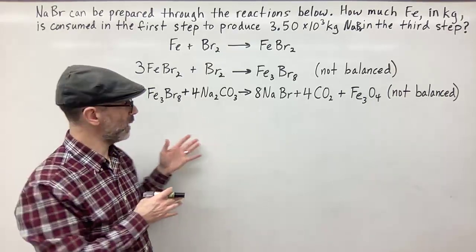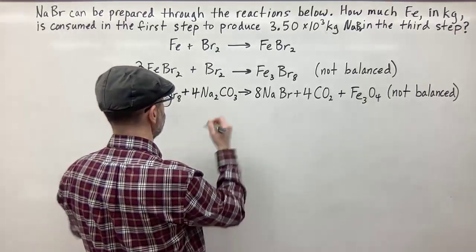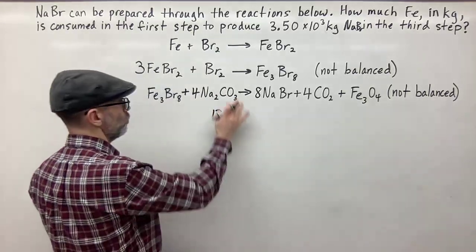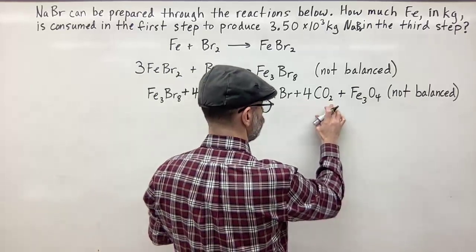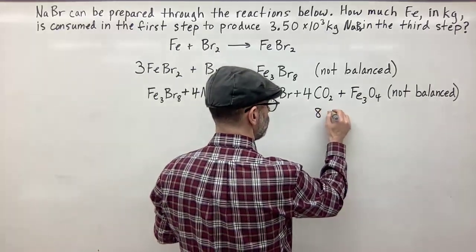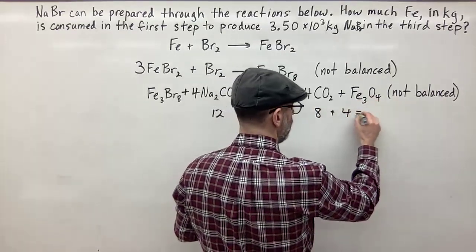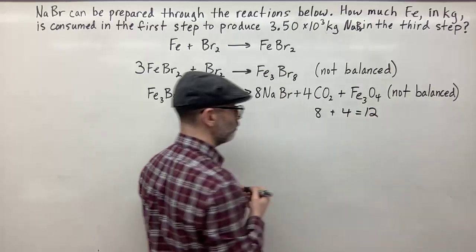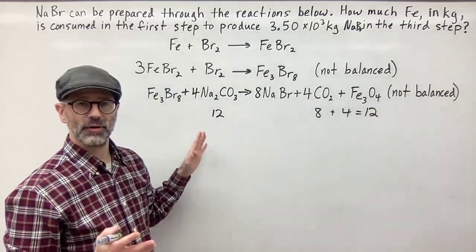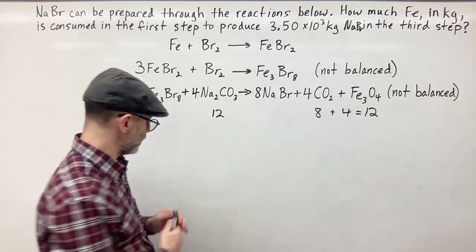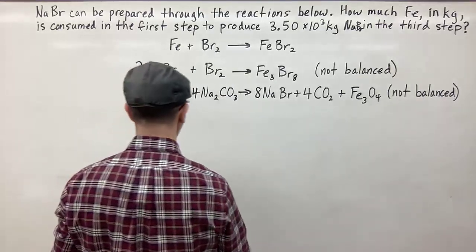Let's see if they're already balanced. So here I have 4 times 3 is 12. So I have 12 total on this side. Here I have 4 times 2 is 8, plus 1 times 4 is 4. Add those together, I got 12. So now they're both balanced. So I have the same number of oxygens on both sides. So all of the equations are now balanced.